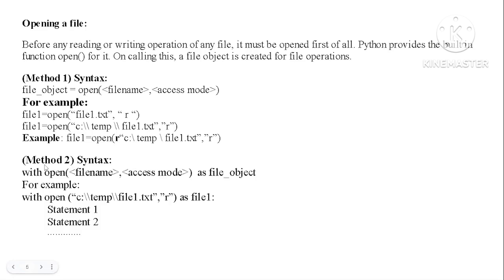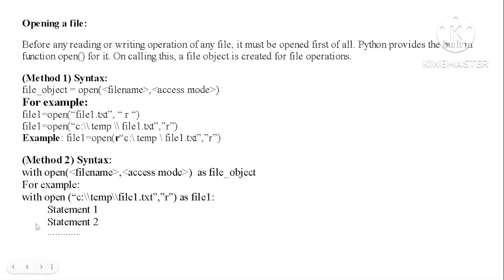With open is the keyword. With open and within brackets you have to give the file name, comma, access mode, as the file handle. Here you give file handle equal to. Here you give with open file name as file handle. So what is the difference between this and this? When you open a file object in the first syntax, after working with the file, you need to close that file. You have to write a syntax for that.